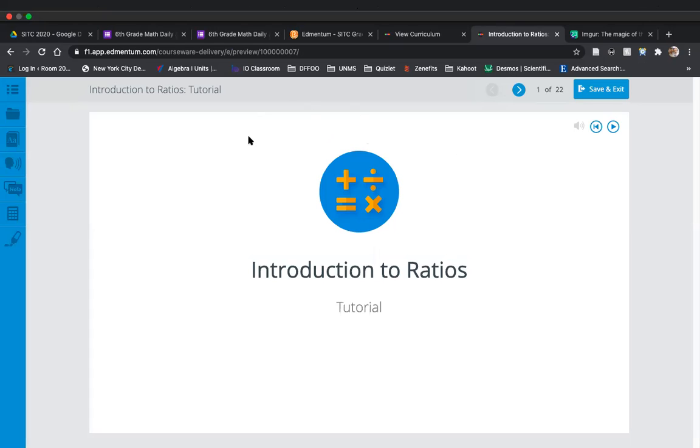So again, we're on this page over here. We're looking at the first one, Introduction to Ratios tutorial. I'm gonna go over some stuff, just explain what ratios are. Hopefully you guys are a little familiar with that from 6th grade. And then you guys are gonna practice some work with ratios, right?